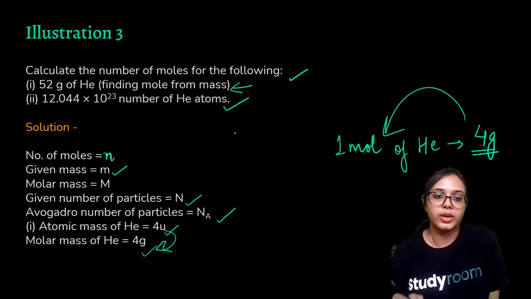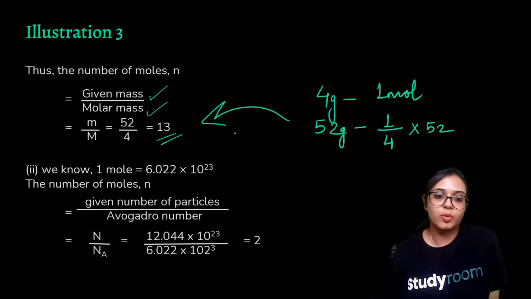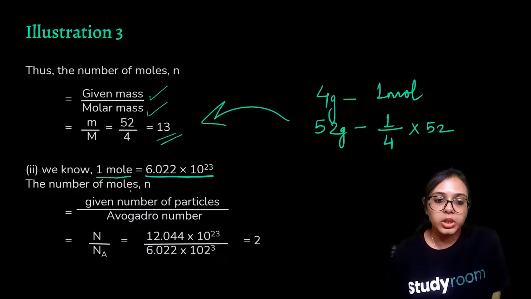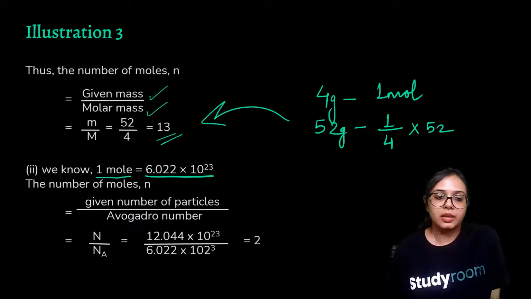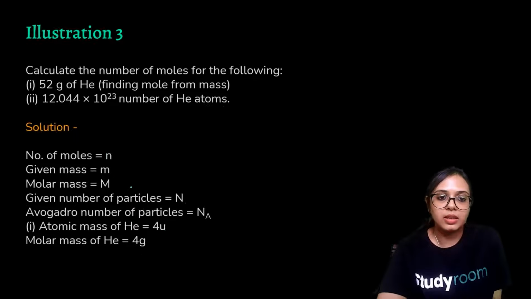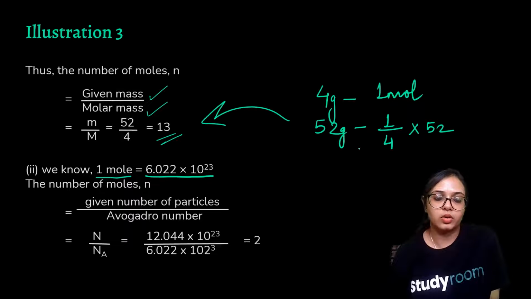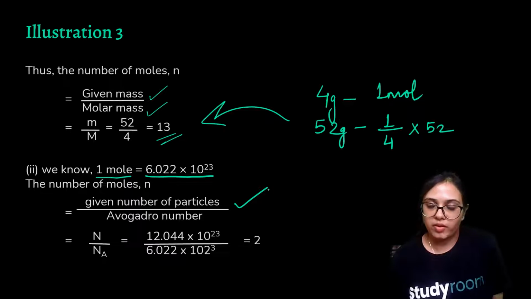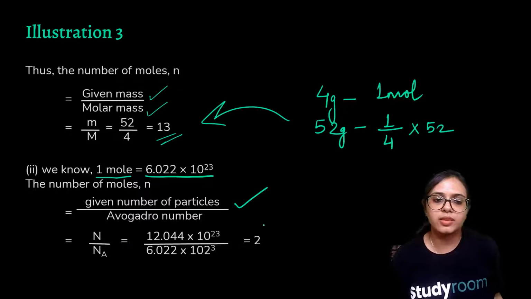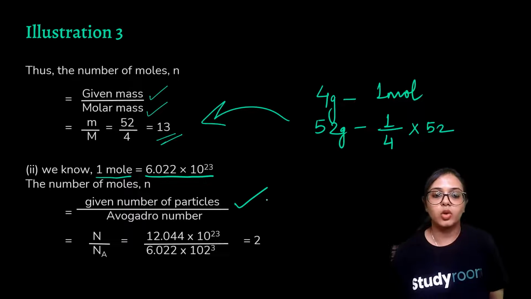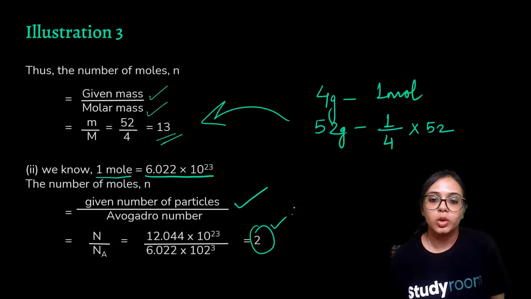12.044 into 10 to the power 23 number of helium atoms. For this number of helium atoms, you have to calculate the number of moles. So you know that 6.022 into 10 to the power 23, that is the Avogadro number. This is how many atoms you have in 1 mole. So if you were to calculate the number of moles in this given number of helium atoms, you will simply be dividing the given number of particles by the Avogadro number, and this is your basic unitary method, and that is how you would be getting 2. So there would be only 2 moles of that.